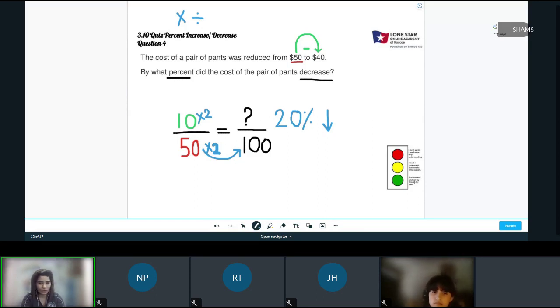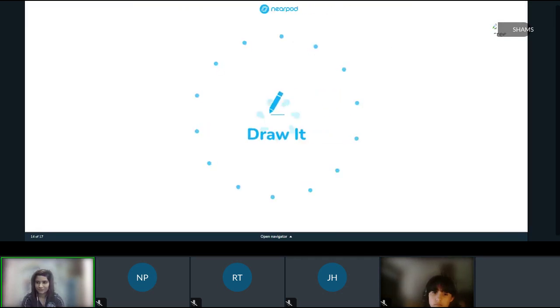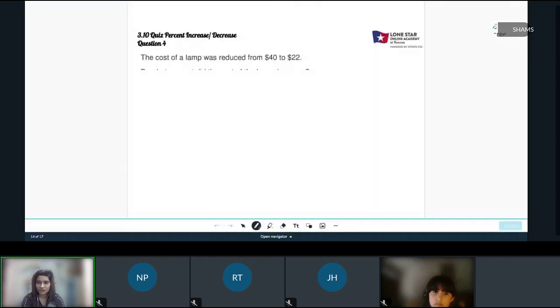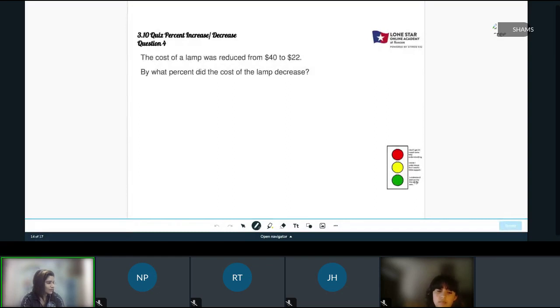Let's go ahead and move on and look at the third variety of question 4. And all of these questions are following kind of the same path. The item name is different. The numbers are slightly different. But overall, they follow a very similar pattern.